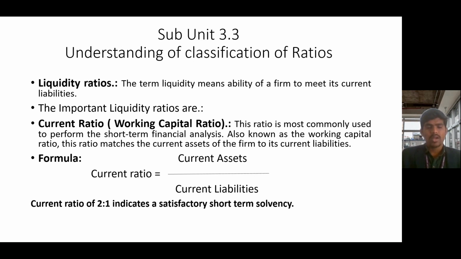There are many important liquidity ratios. The first one is the current ratio, which is also called the working capital ratio. Working capital is the money used in a company for its working requirements, the amount kept aside to fulfill whatever the company needs. That is called the working capital ratio.